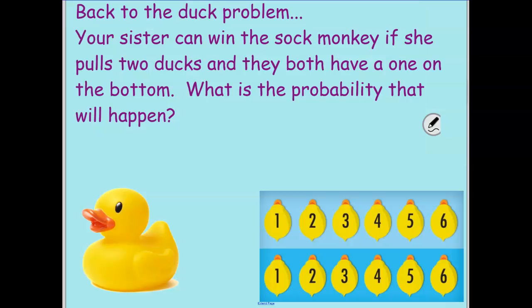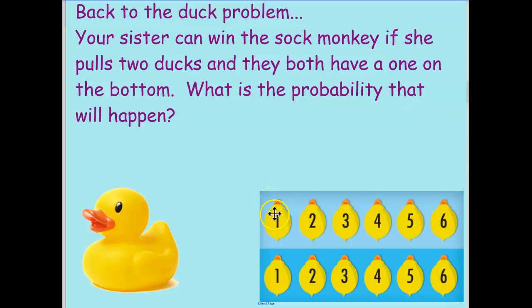All right, let's circle all the way back around to the beginning of the lesson yesterday with that duck problem. The little sister at the carnival trying to win the sock monkey. So she can win the sock monkey if she pulls 2 ducks that both have a 1 on the bottom. So she's going to pick up the duck and find one with a 1. She's going to set it to the side. She's going to reach in again and find the other one. So this is actually a dependent event.